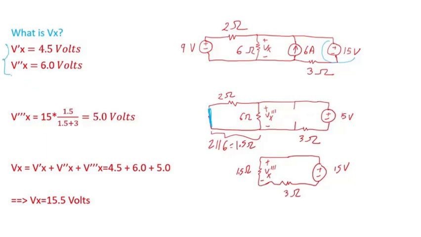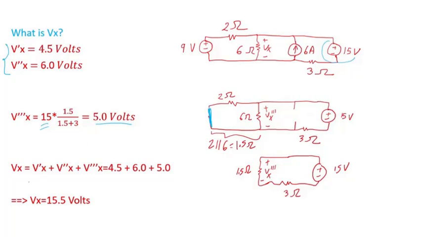I already calculated these two. Now I can use voltage division. Vx third is equal to 15 volts times 1.5 ohms divided by 1.5 plus 3 ohms. So it's 5 volts. So Vx prime, Vx second, and Vx third are the corresponding voltages when I apply superposition by leaving only one independent source on at a time.